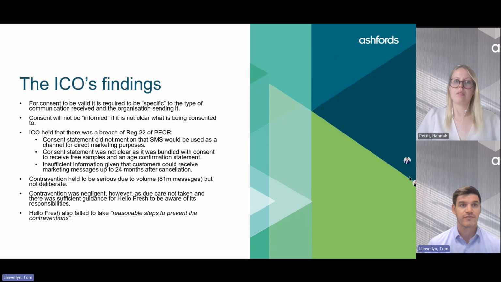The ICO then held that HelloFresh also failed to take reasonable steps to prevent the contraventions, which in this context meant a failure to ensure that consent statements had been reviewed against guidance from the ICO, not allowing marketing channels to be easily selected or deselected, not including marketing information relating to direct marketing in privacy notices, and not having sufficient internal policies and training methods to ensure compliance.